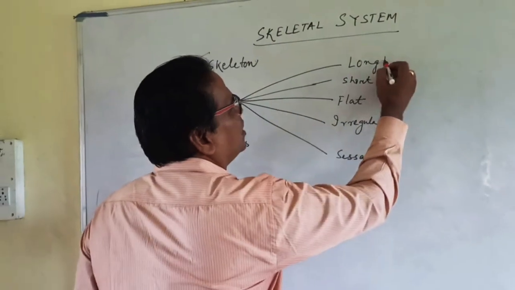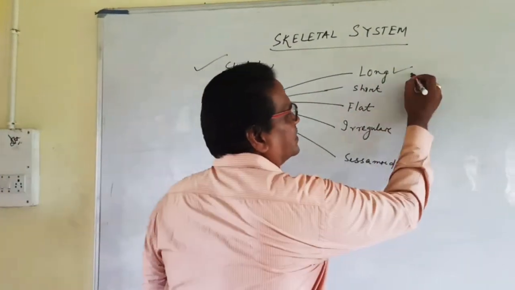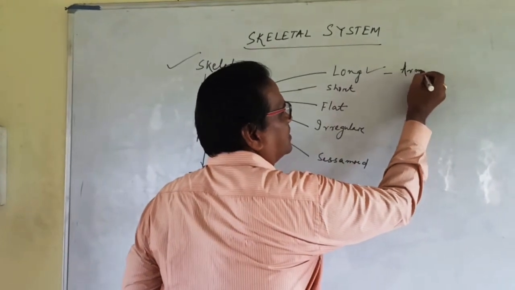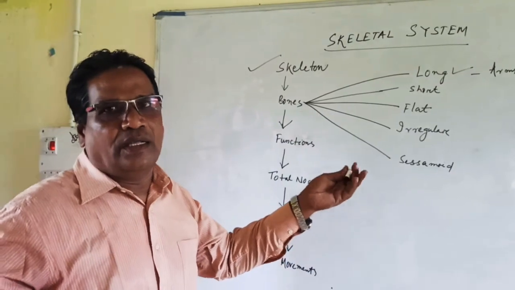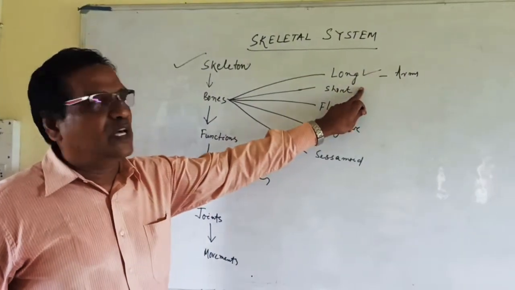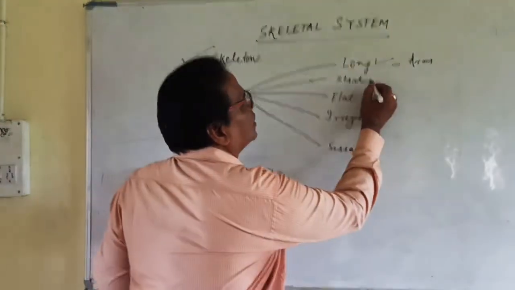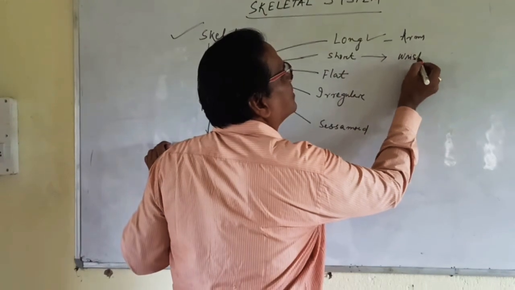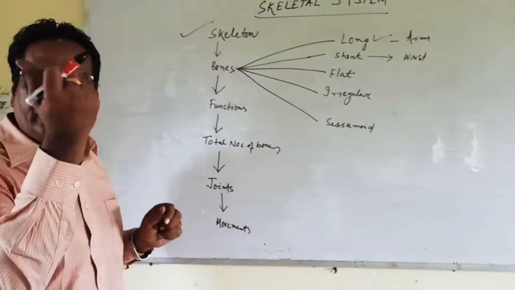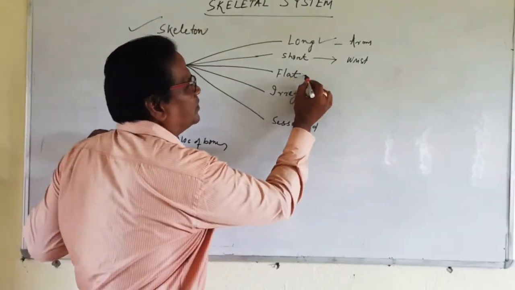So the first one is long bone. Long bones are seen in your arms, both your legs and hands. Then short bones. Short bones are seen in your wrists. So this is your wrist. Wrist bones are short bones.